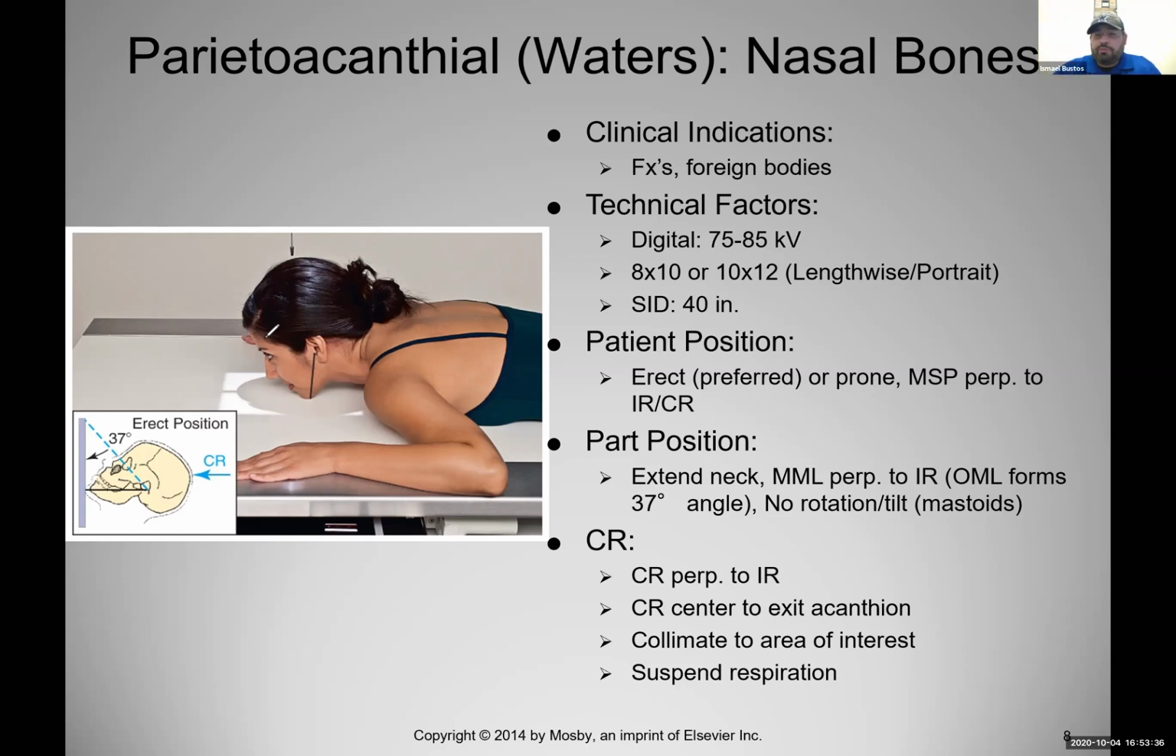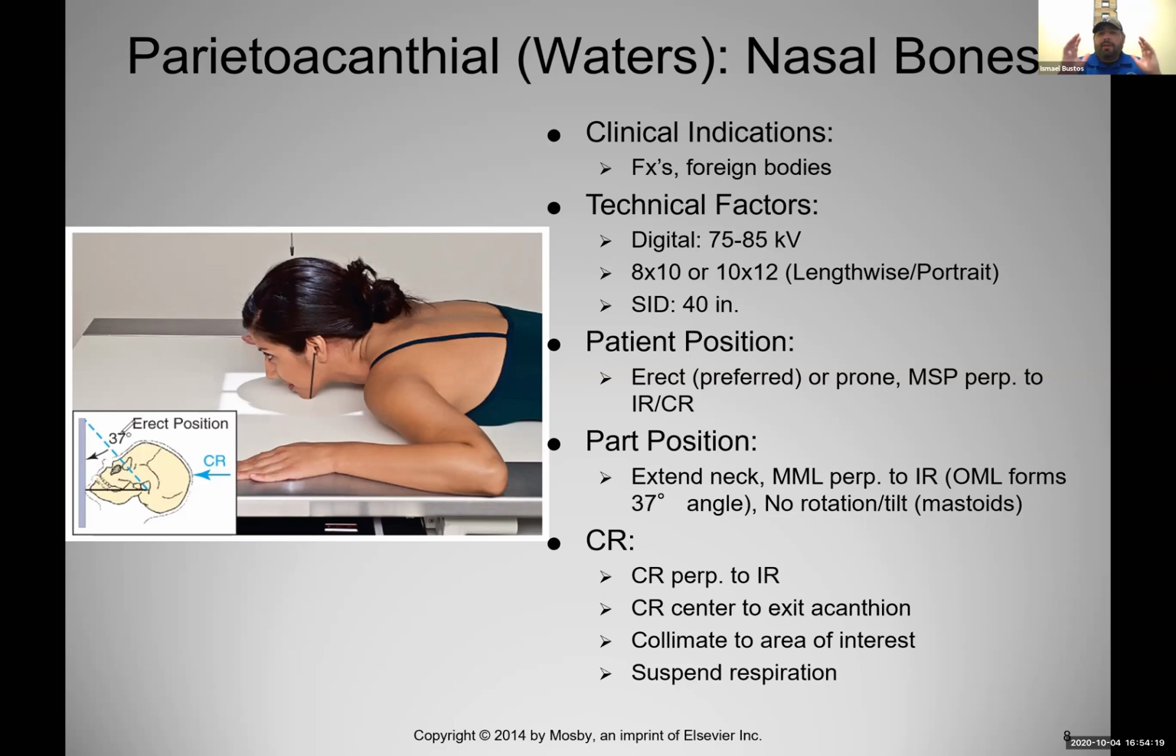In order for it to be a good Waters projection, you need the petrous ridges below the maxillary sinuses. And I'll show you what it looks like on the image receptor. If you look at the very bottom picture here, I'm just going to point to them. There are your maxillary sinuses, that kind of black oval there. And the petrous ridges are going to be somewhere around here, and you want them to be below those maxillary sinuses. And that's what that 37-degree angle between the OML and the table will give you. It'll make sure that the petrous ridges go below the maxillary sinuses.